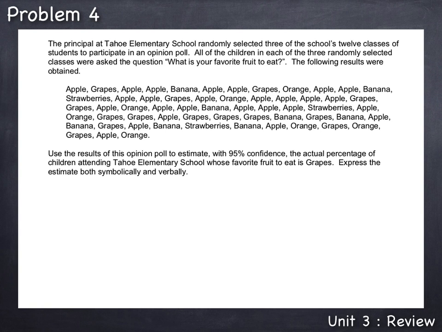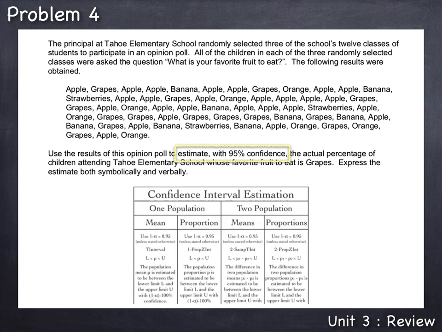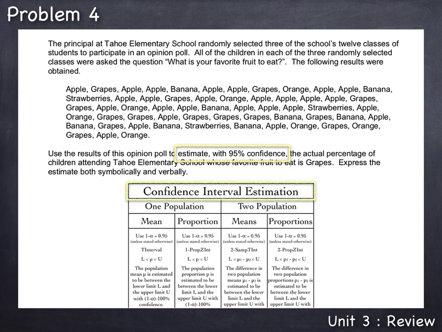Use the results of this opinion poll to estimate, with 95% confidence, the actual percentage of children attending Tahoe Elementary School whose favorite fruit to eat is grapes. Express the estimate both symbolically and verbally. So the problem clearly asks us to estimate with 95% confidence. So we'll conduct a confidence interval to make this estimation.